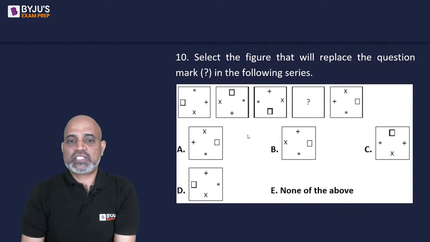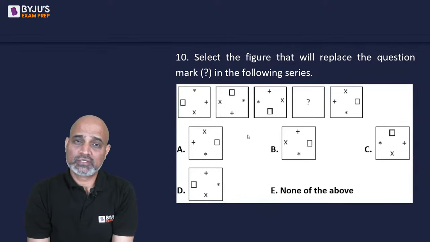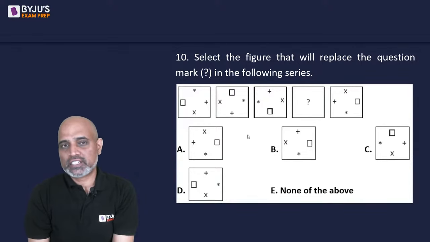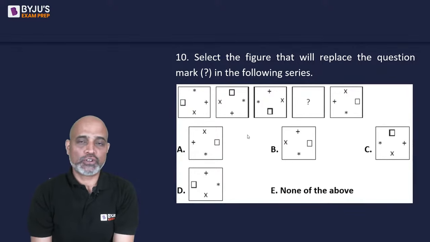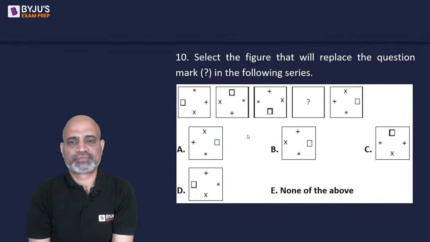Select the figure that will replace the question mark. Every square, every figure has got 4 symbols, 4 signs. Pick one of the signs, one of the symbols, and just follow it through. Then pick the next one and follow it through. You will see some pattern. Right?